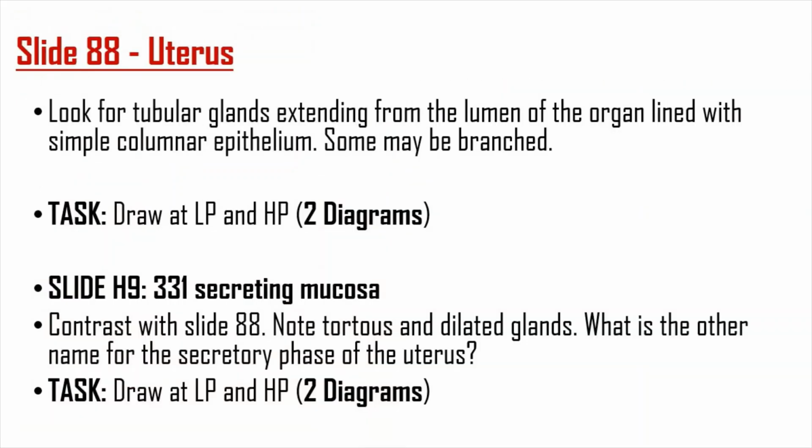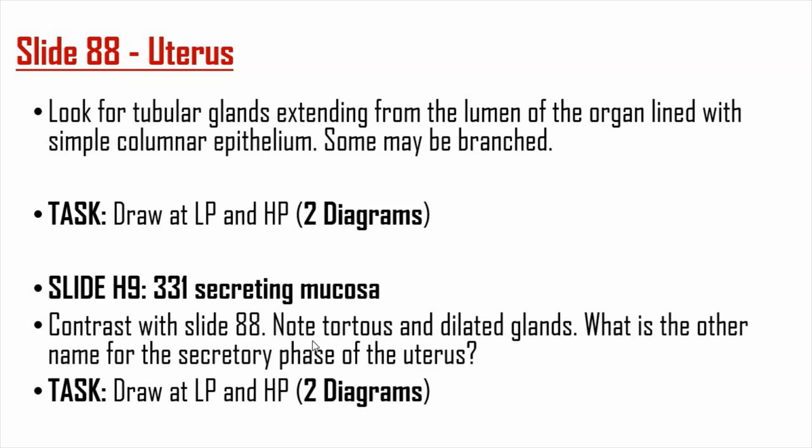Let's move on. Let's go to the uterus. At the uterus, look for tubular glands extending from the lumen of the organ, lined with simple columnar epithelia. Some may be branched, so only draw at high power. And then also look for the other slide, which will have a secreting mucosa. So the uterus is going to be at two stages. One will be a non-secretory uterus, and the other slide, which is slide 88, will be a secretory uterus.